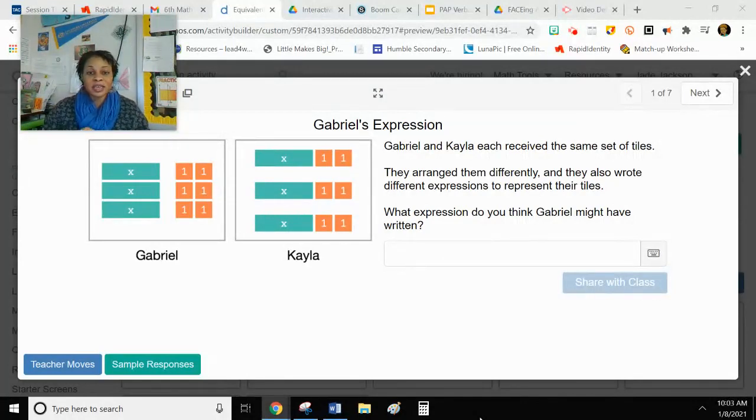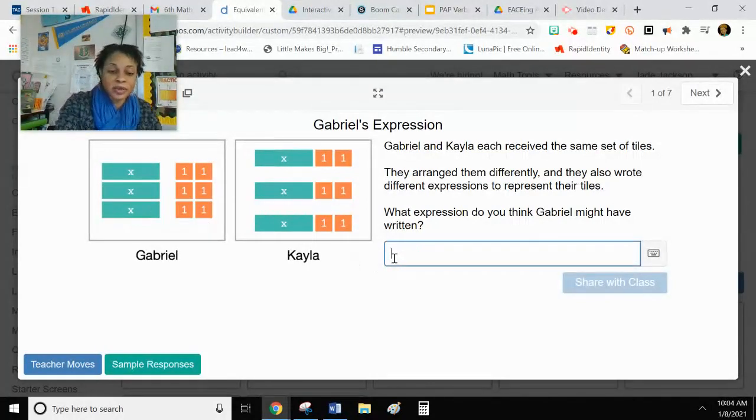This first page says Gabriel's expression. Gabriel and Kayla each received the same set of tiles. They arranged them differently, and they also wrote different expressions to represent their tiles. What expression do you think Gabriel might have written? So take a second, look at their tiles, and then type in the box what expression you think was written. Okay? Hopefully you looked at Gabriel and you saw there were 3 X's and there were 6 1s. And I hope that you typed in the box 3X plus 6. Okay?